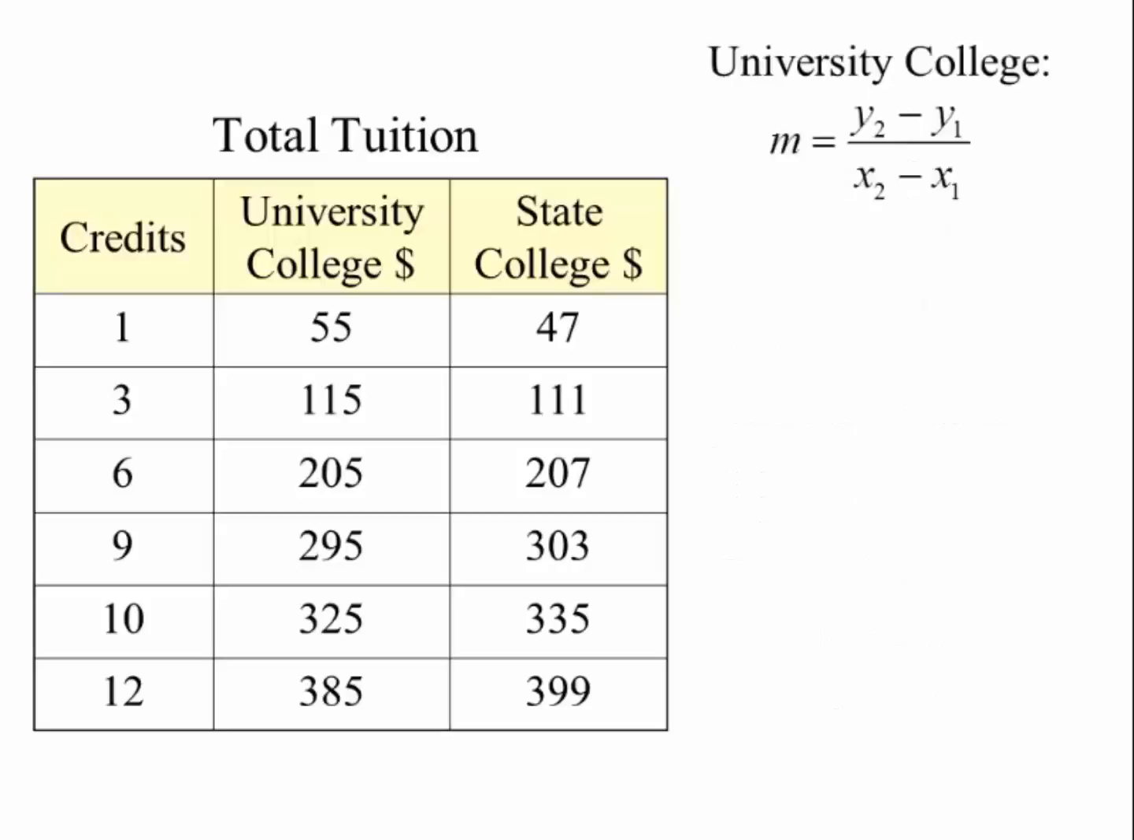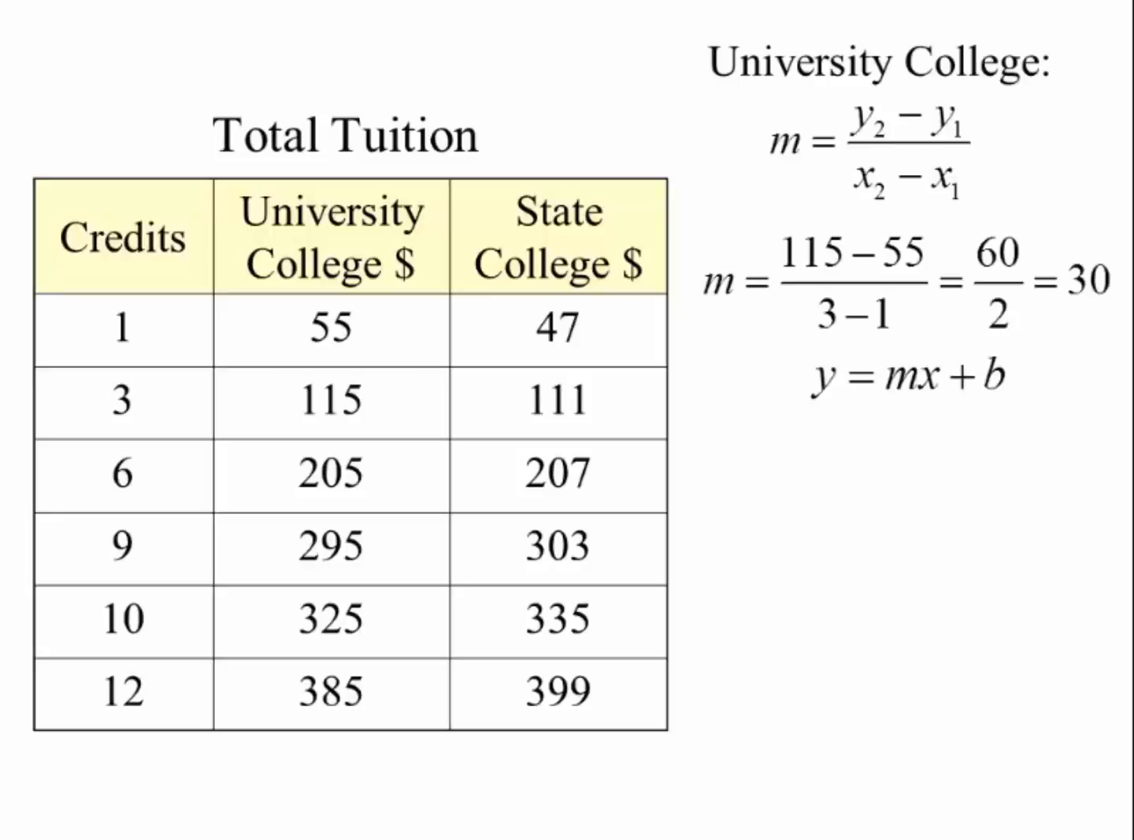So for university college, our first step is to come up with an equation for this data set. It's assumed that this is linear, so our first step is to find the slope, and because it's linear we can pick any 2 points and find the slope. If you recall, the slope formula is the difference of the y's over the difference in the x's. I'm going to take the first 2 points, so the difference of the y's would be 115 minus 55 over 3 minus 1, and that gives us 60 divided by 2, which is 30. So our slope is 30.